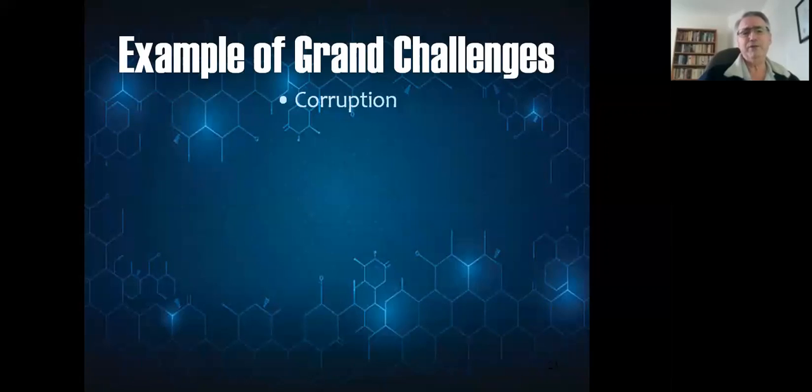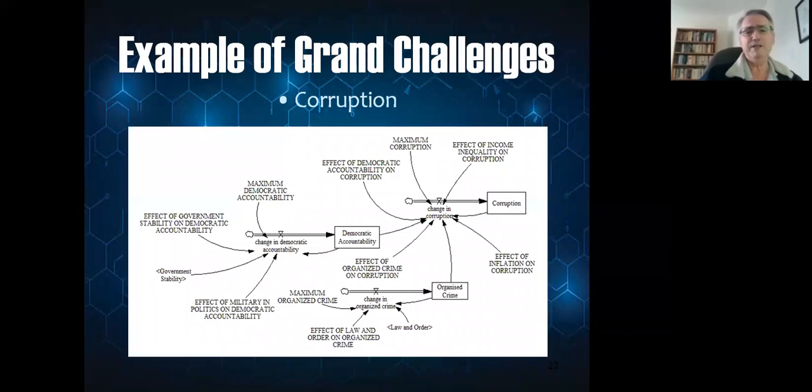Now, another issue that is very important is corruption. This impacts humanitarian aid. It also impacts just the well-being of a country. And this is a model that was built of possible corruption in the government of Pakistan.